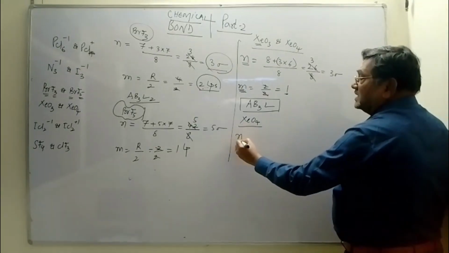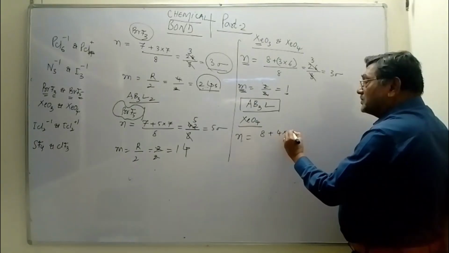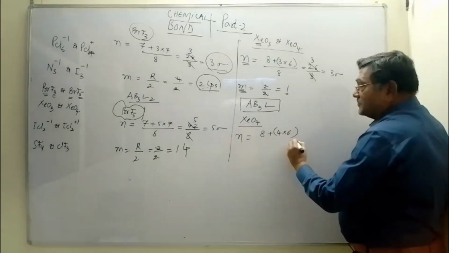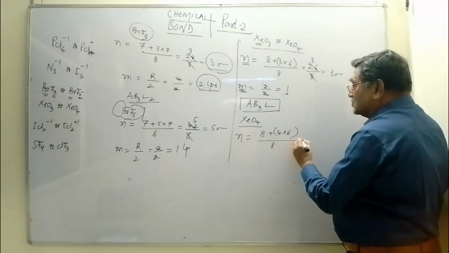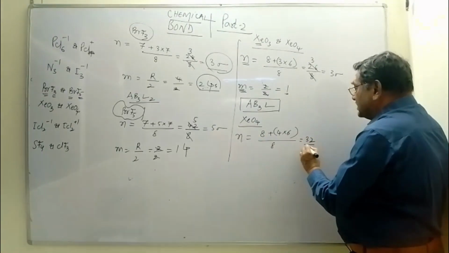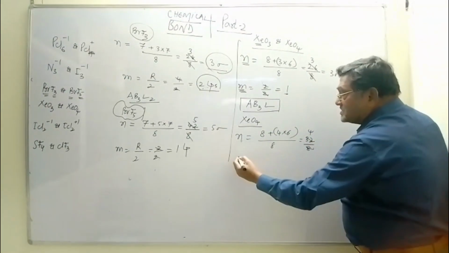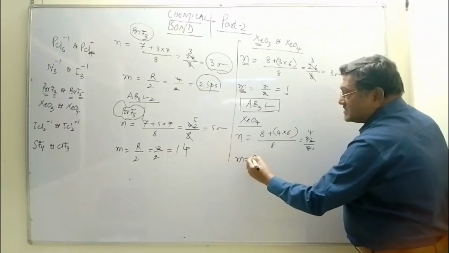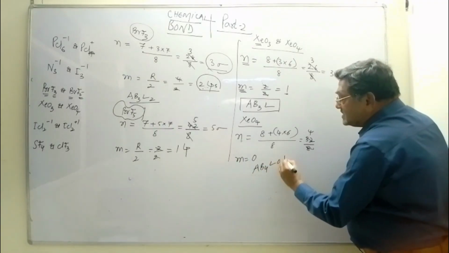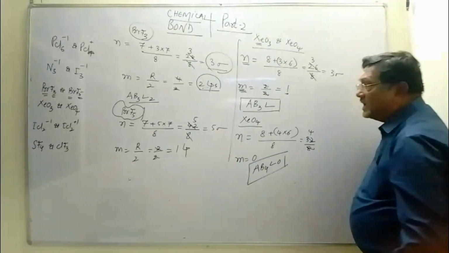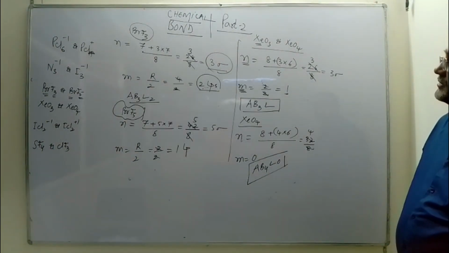Coming to this, N, the number of sigma bonds, is 8 plus 4 into 6, which is 24, so 32 by 8, it's 4. The remainder is 0, therefore M is equal to 0, and the molecule comes under AB4L0. AB4L0.